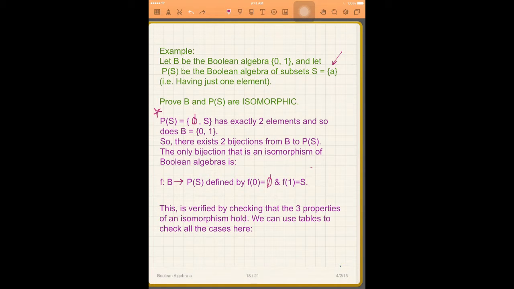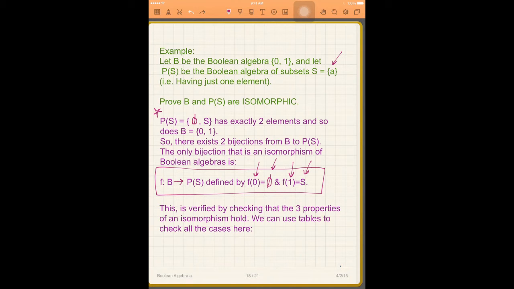So what is the bijection? The only bijection that is going to be an isomorphism of the Boolean algebra will have to be this definition of f. F is going to start at B, the 0 and 1, and map you over to P of S, where we define f of 0 to be the empty set and f of 1 to equal the set S. So remember our inputs here need to come from B. That's why you have 0 and 1 that you're plugging into your function f, and the output needs to be the second Boolean algebra, which is P, and what's in P, the empty set and S. So this is the combination that does work. So how do you verify it?